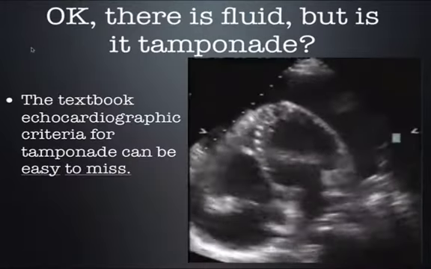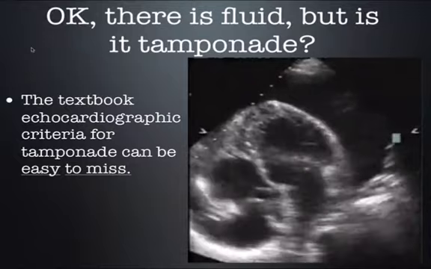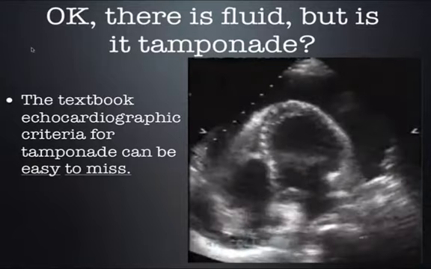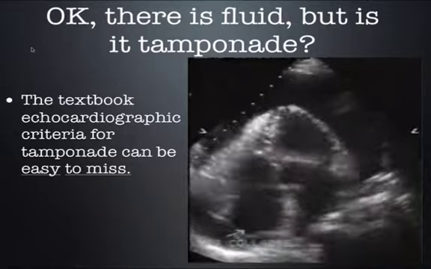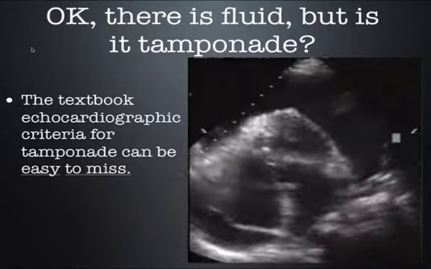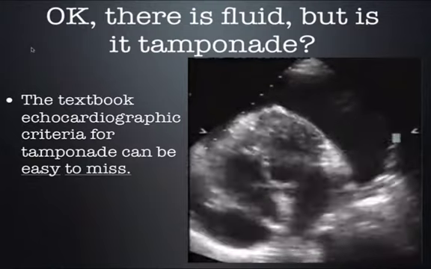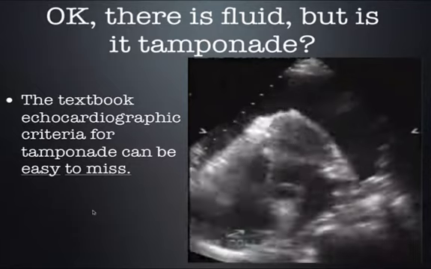In the case of the undifferentiated hypotensive patient, we may find a pericardial effusion, but is that the reason that the patient is hemodynamically unstable? Is it actually a pericardial tamponade? Now, the textbook echocardiographic criteria for tamponade can be easily missed. In this image, you can see the earliest echocardiographic finding, and that is collapse of the right atrium during atrial diastole.